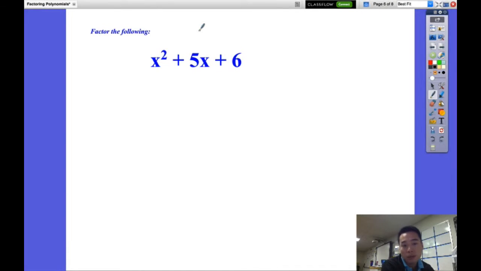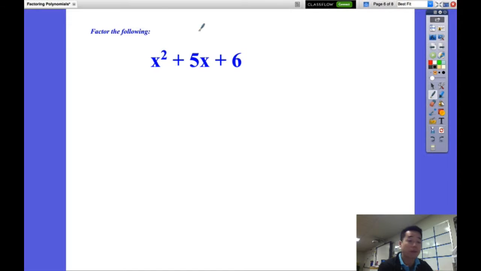Okay guys, today we're going to continue factoring polynomials. Before we really move on to a new example, I kind of want to review what we went over yesterday before the bell rang. So here I have x squared plus 5x plus 6. Phase 1, step 1, the first thing you want to do is to see if there's any common factors that you can pull out of your trinomial. And since I have x squared plus 5x plus 6, there's nothing I can factor out right now.